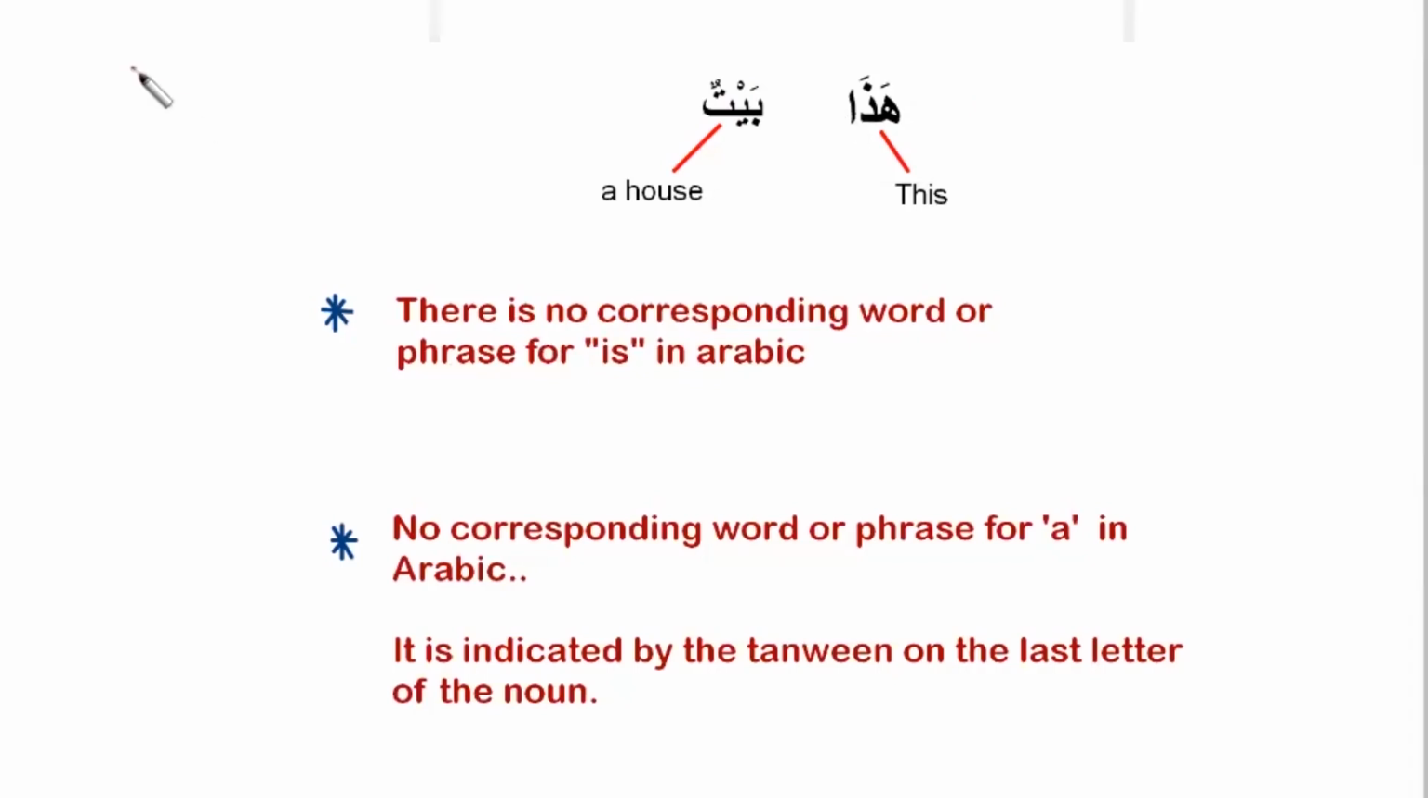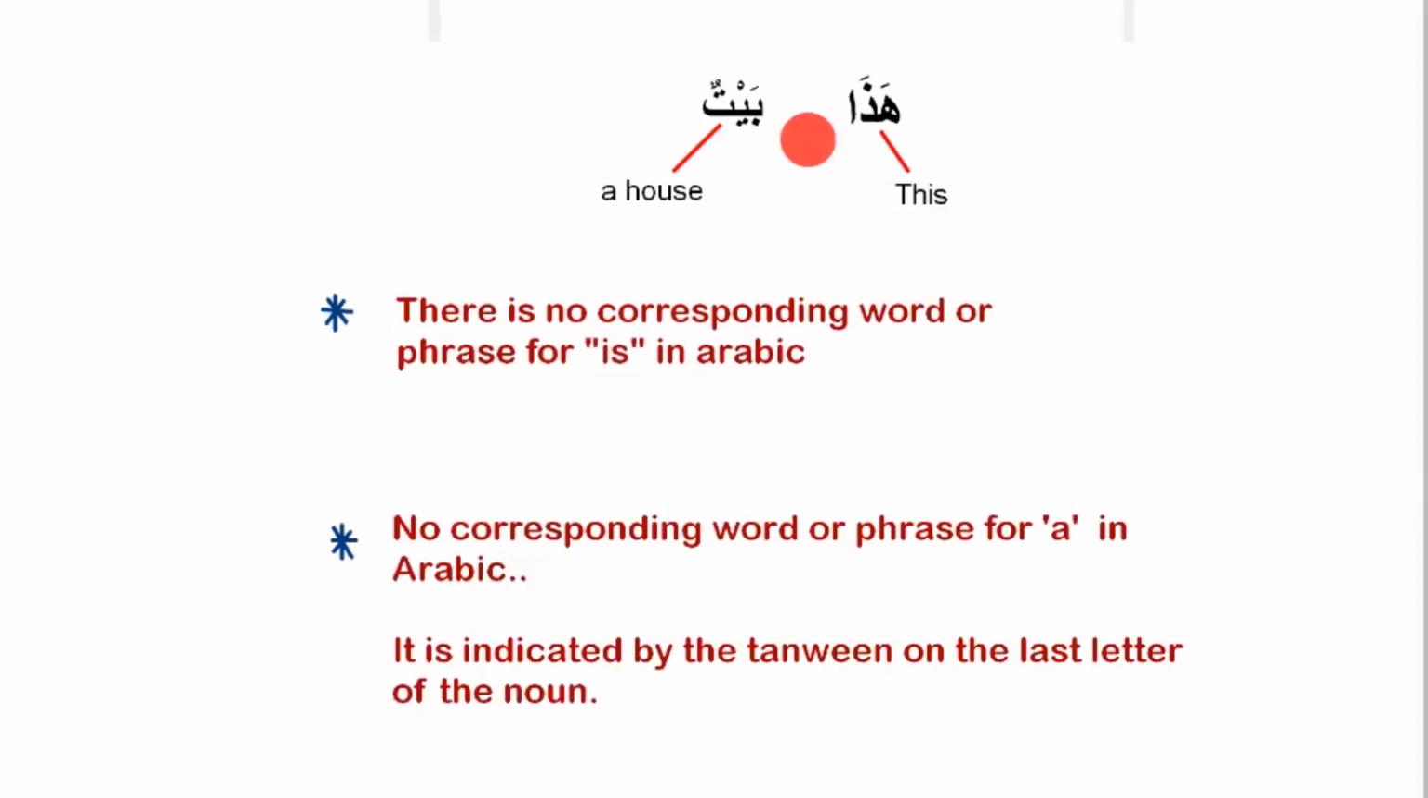I hope that is clear. So you can see, as it rightly says, there is no corresponding word or phrase for "is" in Arabic. There's no phrase or word for it. So it is always assumed to be there.